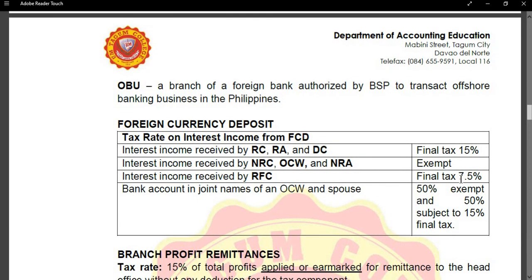Okay? Bank account in joint names of an OCW and spouse. So 50%. If you are a Filipino worker abroad and your spouse is here in the Philippines, 50% is exempt and 50% is subject to 15% income tax. You just have to multiply it by 50%. The result is the only amount you will pay the final tax of 15% on.